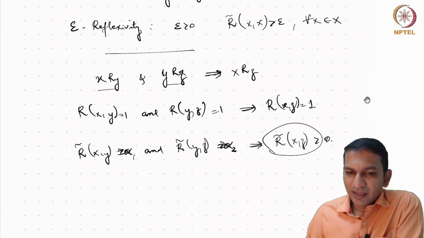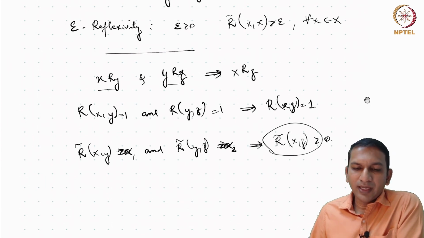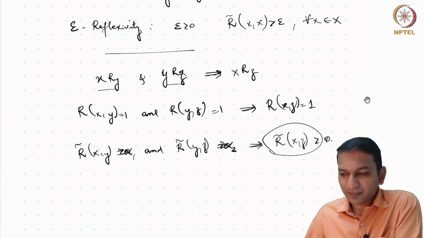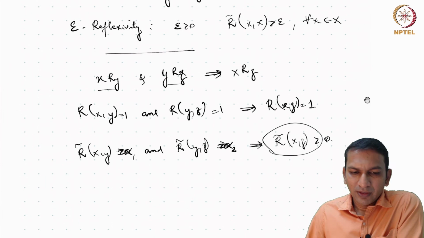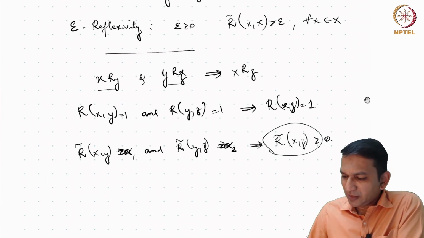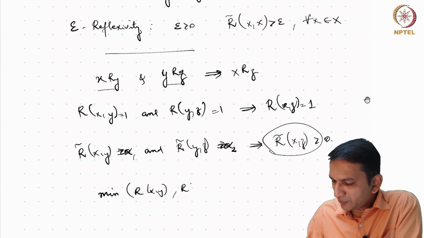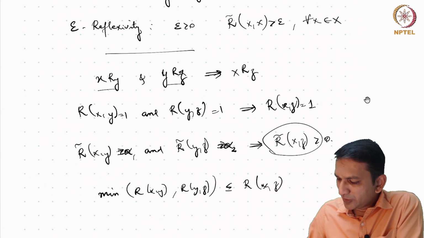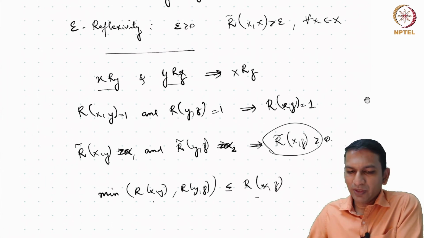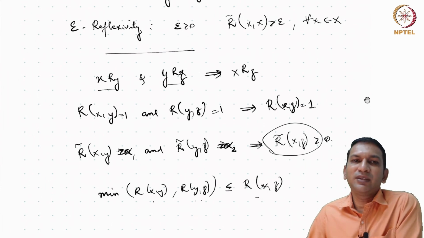In the classical case, the transitivity is defined only if x is related to y and y is related to z. Now it can happen that x is related to y and y is not related to z, but still x may be related to z, or the other way around. So essentially what we insist here is that the minimum of r of xy comma r of yz should be less than or equal to r of xz. When both of them are 1, then we want this to be 1. If one of them is 0 or both of them are 0, then we really do not care. It does not affect the transitivity.